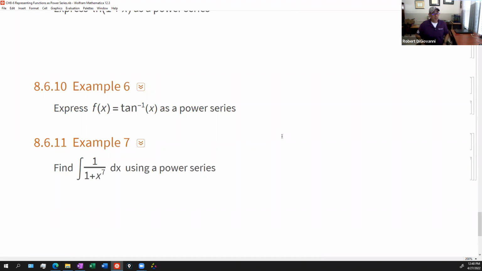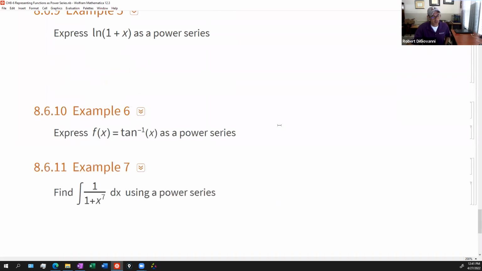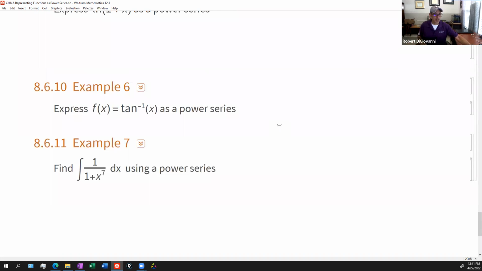Why don't you try those on your own? These are the last two examples, I believe, of the section. So we got through this today. See how those go. All right, that's it, right? Have a good weekend. Is that where we are?